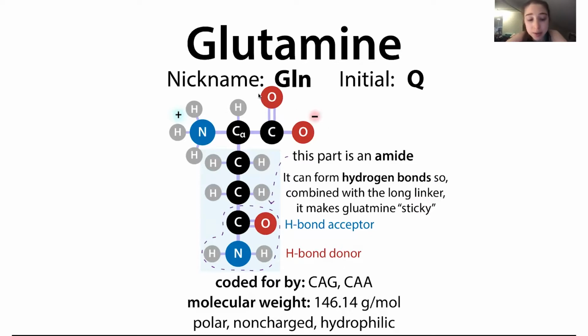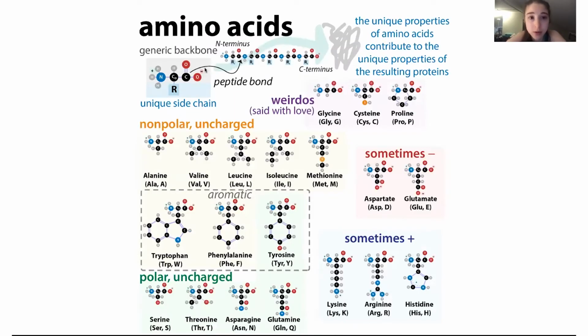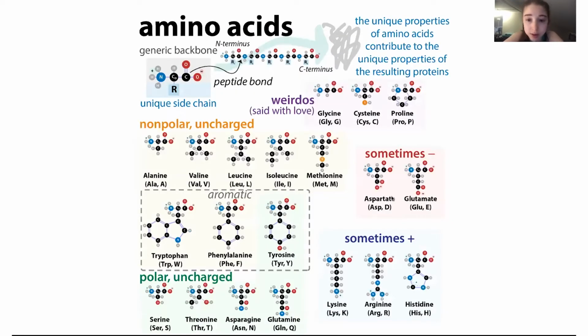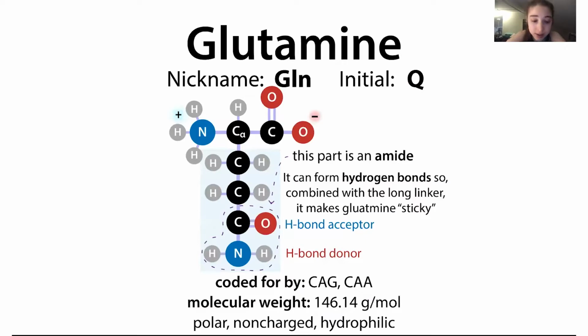When you link these up to form protein chains, the amino group and the carboxyl group join together in these peptide bonds. And so the amide is going to be in the backbone. When you have glutamine, you also have an amide at the end. We also saw this when we were talking about asparagine yesterday. Asparagine and glutamine: with glutamine, the difference is we have a one longer linker.